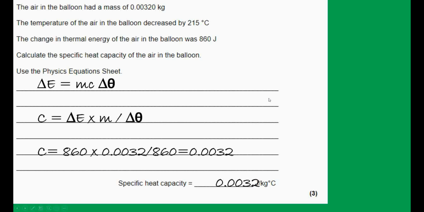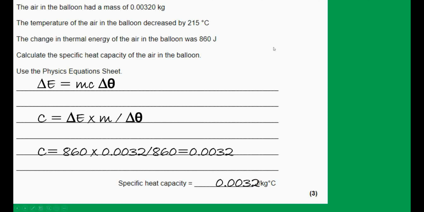Next, we've got a difficult question, a different calculation on specific heat capacity. We've got air in a balloon, it's got a mass, quite a small mass, 0.0032 kilograms. We've got the temperature of the air in the balloon decreasing by 215 degrees. There's a change in thermal energy of the air in the balloon of 860 joules. And we need to use the correct equation on the equation sheet, which is this one, to calculate the specific heat capacity of air.